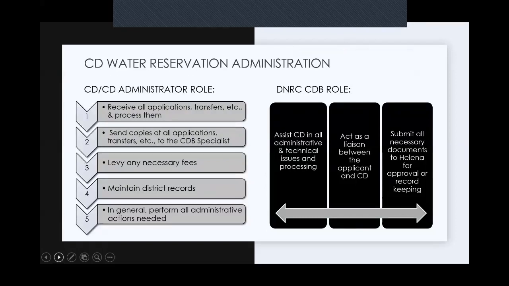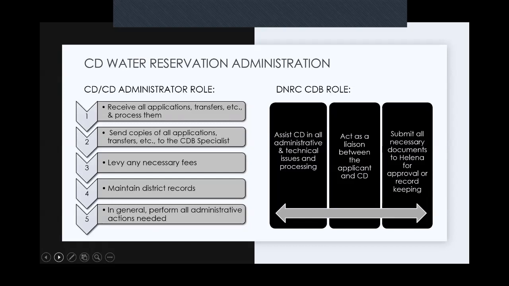If we go to the next slide, this shows the role that the CD administrator and the CD Bureau staff, like myself, play in administration of the water reservation. Because it is a water right that needs to be administered, the CD administrator's role is to receive all applications, transfers, basically any form or document that deals with the water reservation, and then process them. Typically I get a copy, and if there are questions, I'll work with the CD administrator to process the application, answer questions, and gather other information. They also levy fees and maintain district records, performing all administrative actions needed to administer the water reservation.